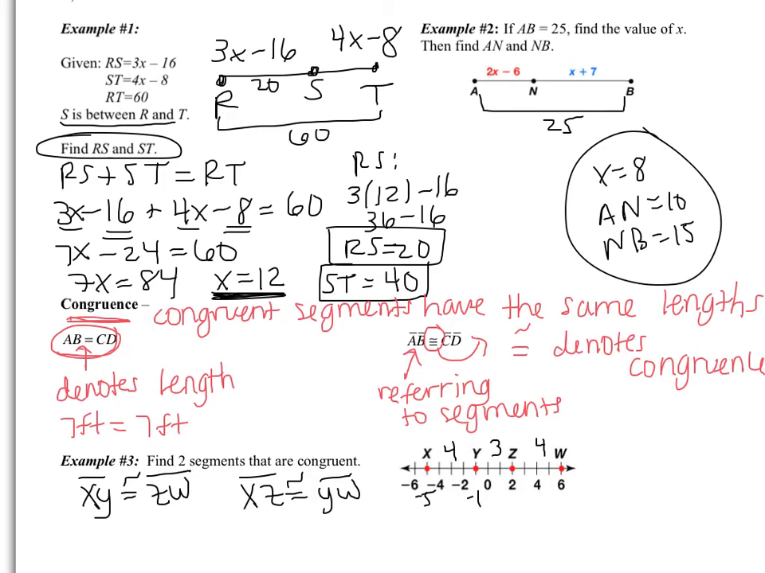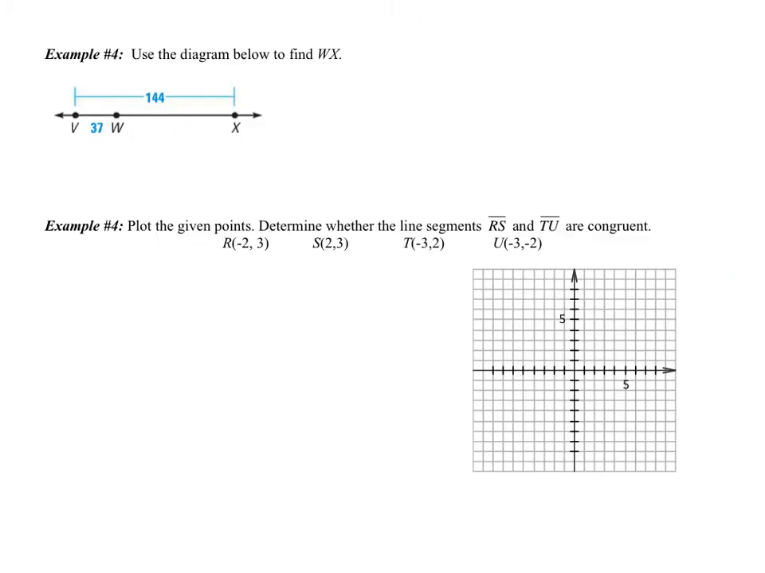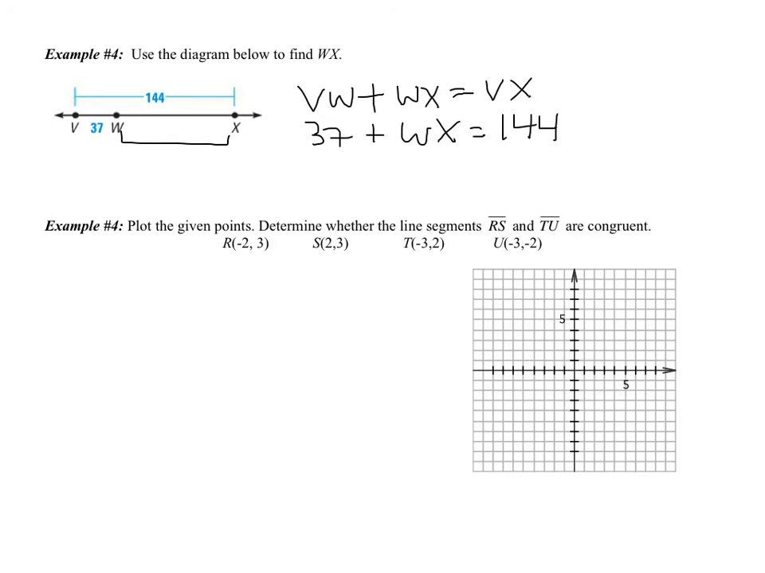Okay, so if you look at your notes, we have 2 more examples to do, and then you have 1 to do on your own. So moving on to page 10, we have example 4. It says use the diagram below to find WX. So I'm looking for this part right here. From the segment addition postulate, which we did before, I know that if I take VW, which is part, and I add WX, the other part, I'm going to get the entire segment VX. VW I know is 37. WX, I don't know what that is yet. And VX is 144. So subtract 37 from both sides. I end up with WX equals 107.